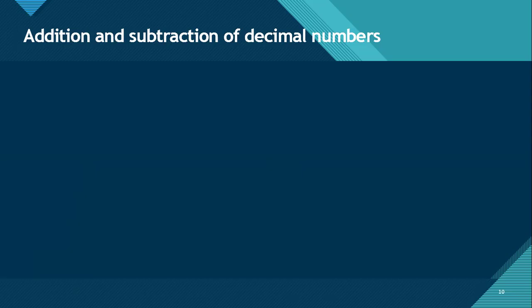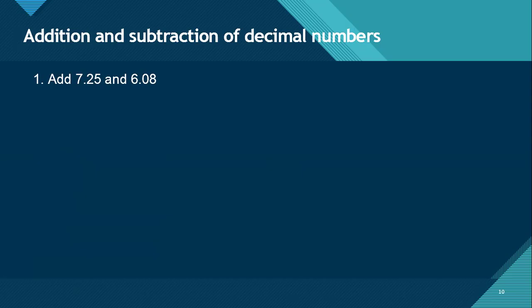The only thing you need to remember is that the decimal should be at the same place for all the numbers. So let's say we have to add 7.25 and 6.08. Now we have to add.